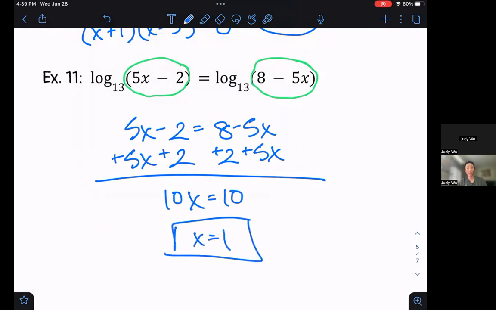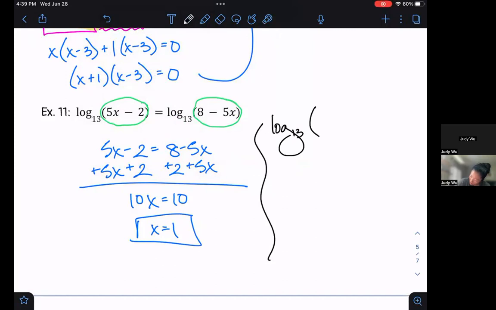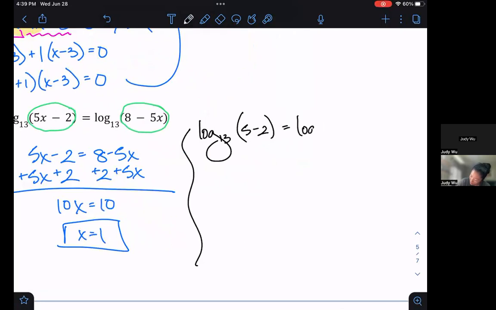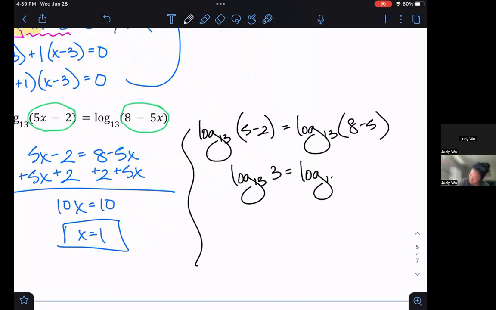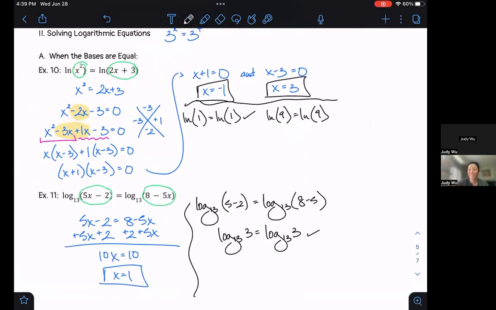Now, before I fully say, yes, this is my answer, let's plug it back in and just make sure it works. Log base 13 of 5 minus 2, and then log base 13 of 8 minus 5. Well, both sides give me log base 13 of 3. So indeed, our answer checks out. So when the bases are the same, life could definitely be a little bit easier.